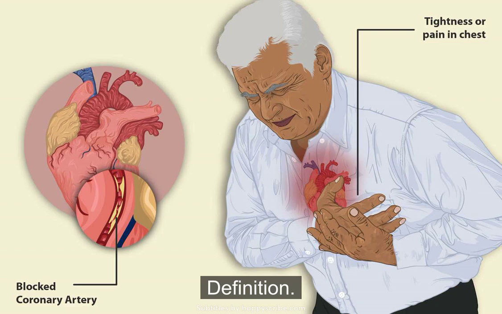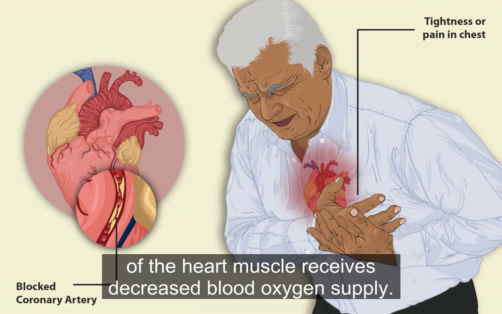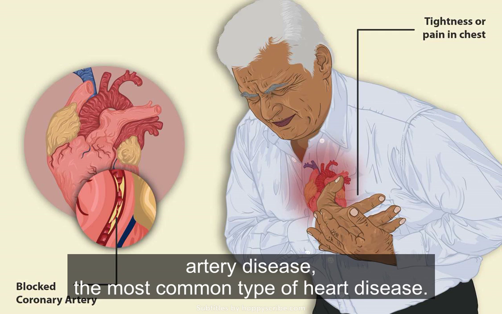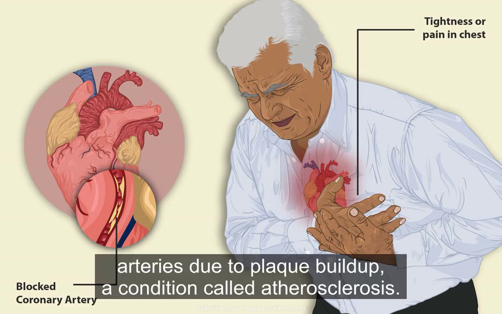Definition. Angina is chest pain, discomfort, or tightness that occurs when an area of the heart muscle receives decreased blood oxygen supply. It is not a disease itself, but rather a likely symptom of coronary artery disease, the most common type of heart disease. The lack of oxygen-rich blood to the heart is usually a result of narrower coronary arteries due to plaque buildup, a condition called atherosclerosis.